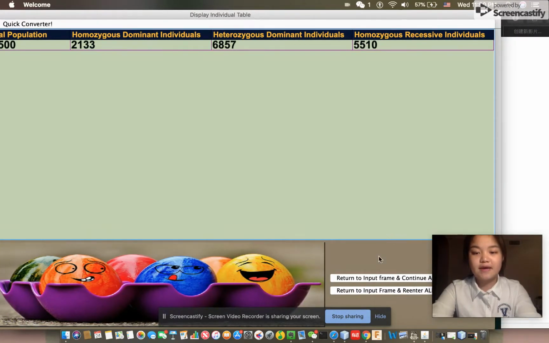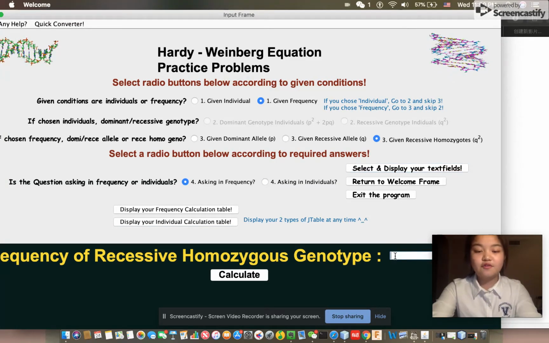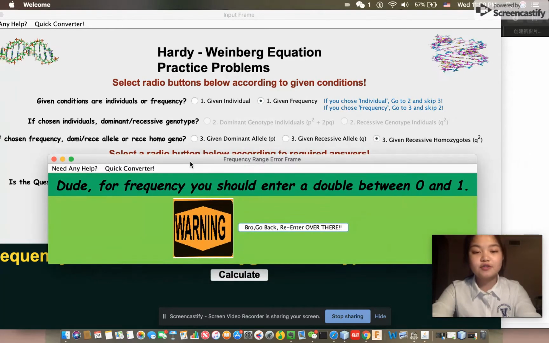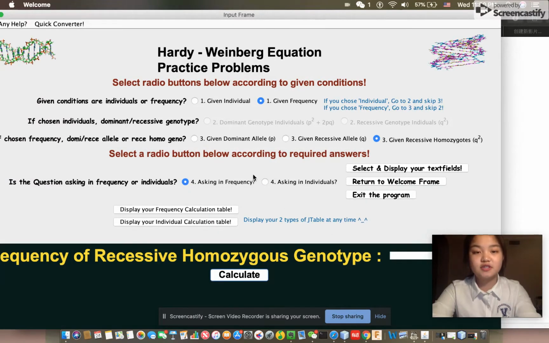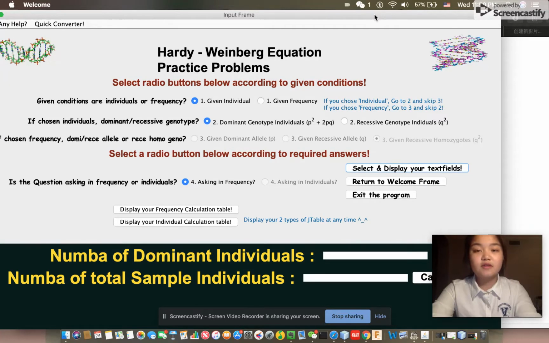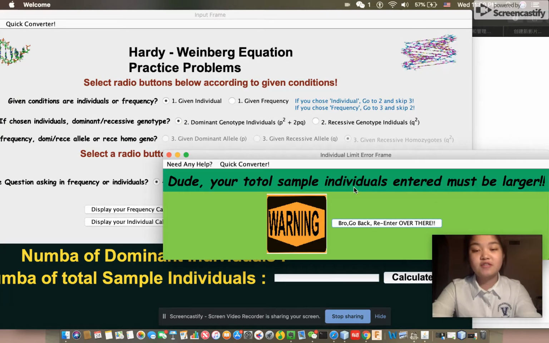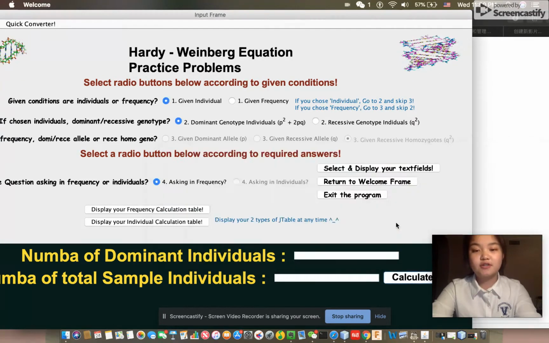So I want to show the function of my error. For example, here asking frequency, and if for frequency you enter 21, it will show: for frequency, you should enter a double between 0 and 1, so you can go back and re-enter. And for the given individual, for example, the dominant here. No matter whether it is a dominant or recessive individual, it should always be smaller. But if you put in 21 and this one is 1, it will show the error: your total sample individuals entered must be larger. So you can just go back and re-enter over here.